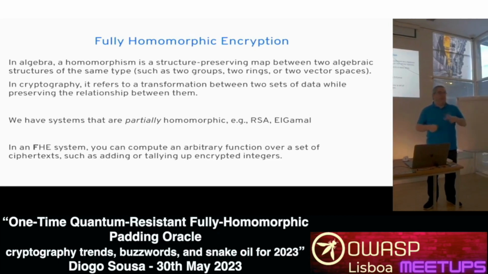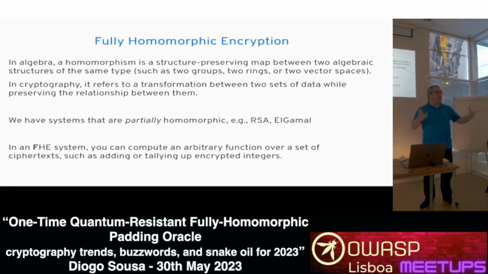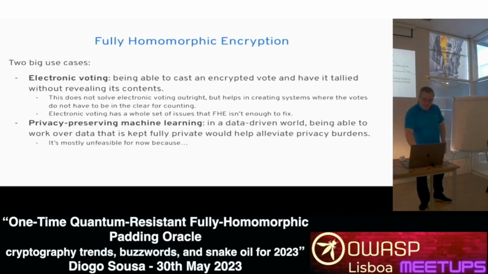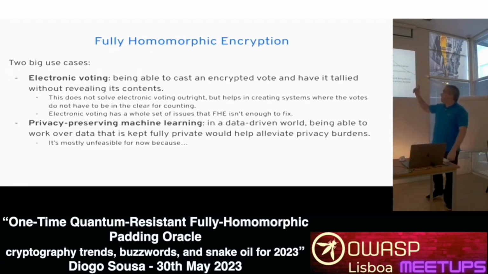Basically, we in this room all choose a number to encrypt, and we could add up the ciphertexts and in the end get the sum of that, without ever seeing the numbers that each one of us chose in the clear. Okay? So, what are the key applications of this? We have 2 big use cases.